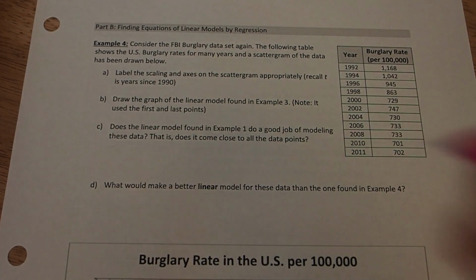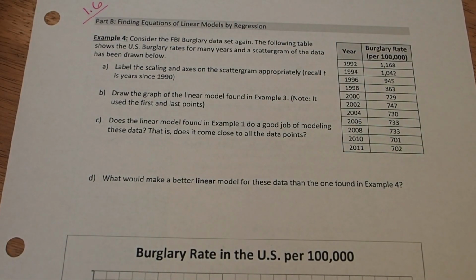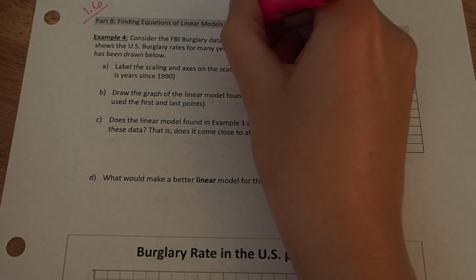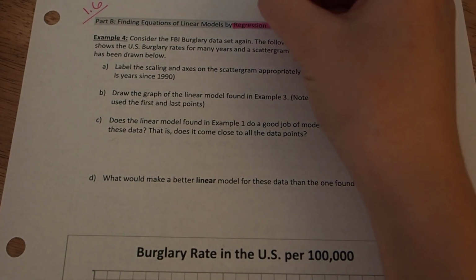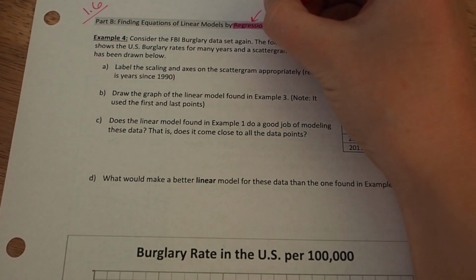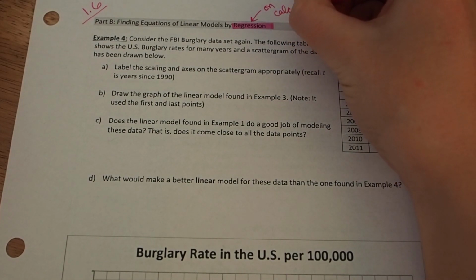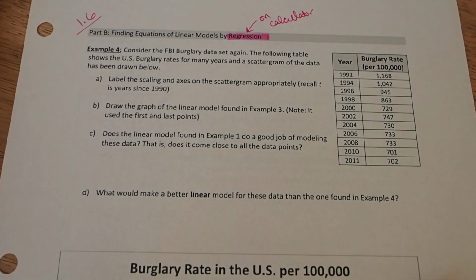Okay, this next part is section 1.6, part B, finding the equations of linear models by regression. When I see regression, regression is a technique that we're going to use our calculator for. And when you're going to do regression, you're going to be finding the model on your graphing calculator. This is something that you have to have a graphing calculator like the TI-84 to do.